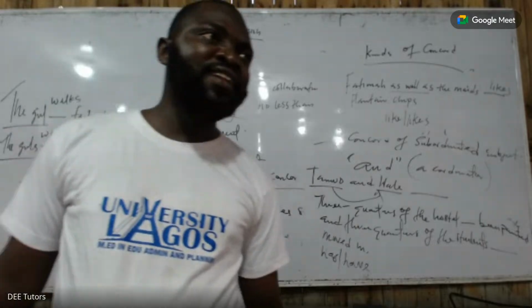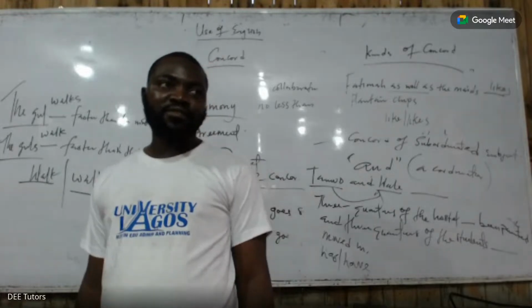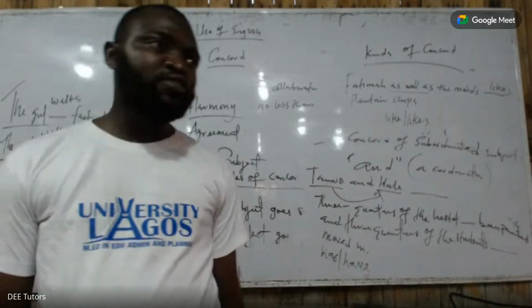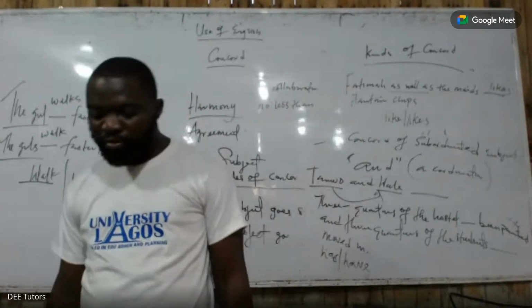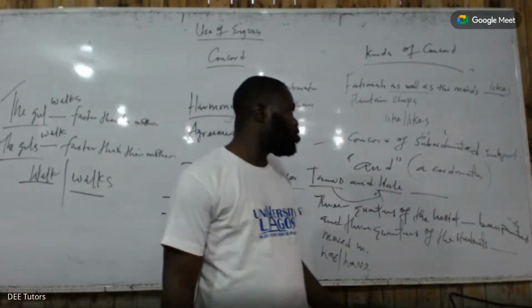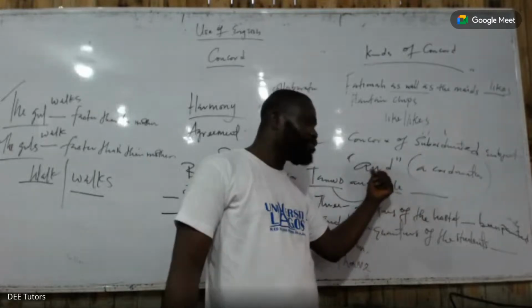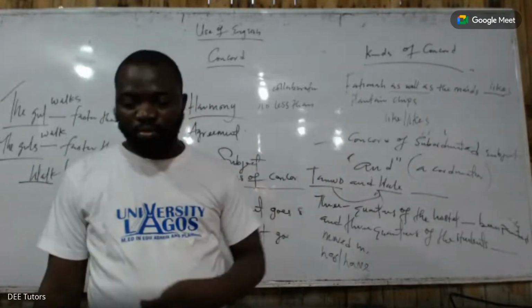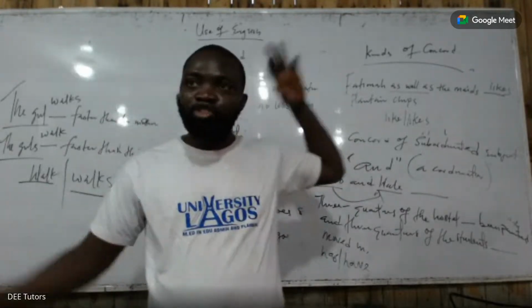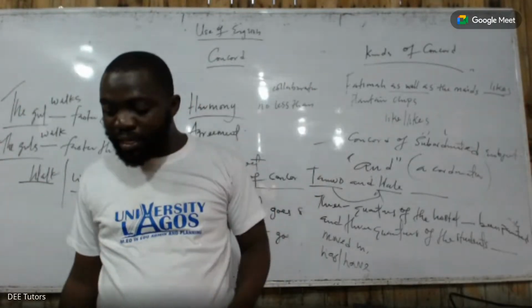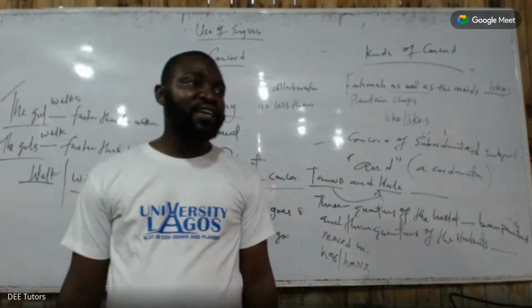Kindly note, when a coordinator and a subordinator are used in a sentence. By now you should know, when I say a coordinator, I'm referring to "and". Any of the subordinators that are given to subordinating conjunctions.